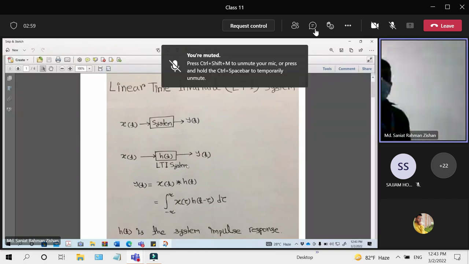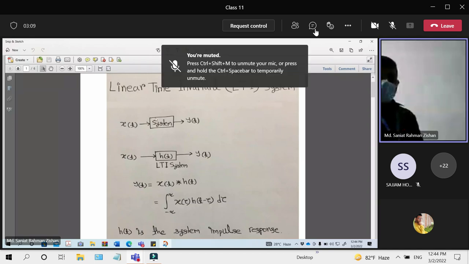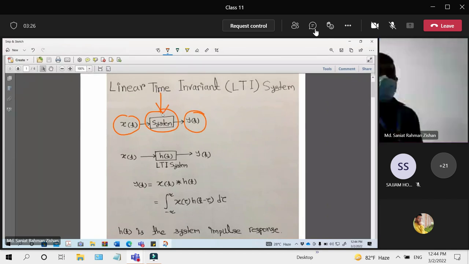First of all, the system you are seeing right now, the first one, is the basic block diagram system. If you look at the first one, x(t), then system, then y(t). We have seen this system before. That is the block diagram of a general system. There should be input signal, there should be output signal, and this block represents the system.